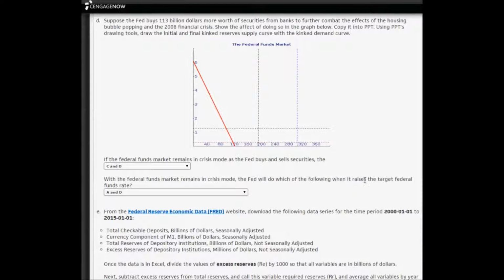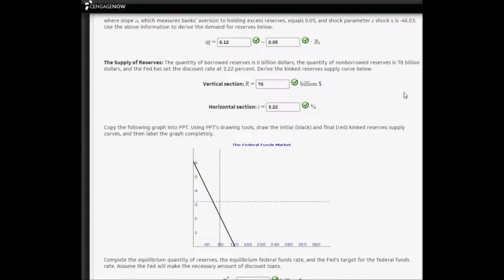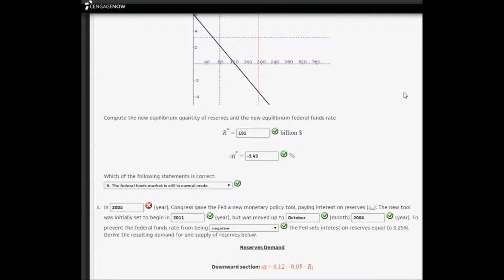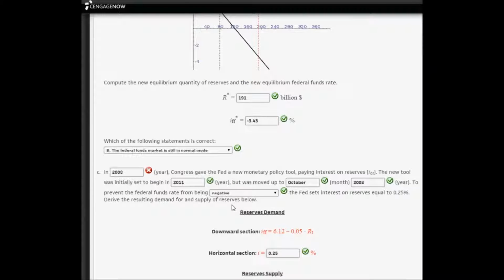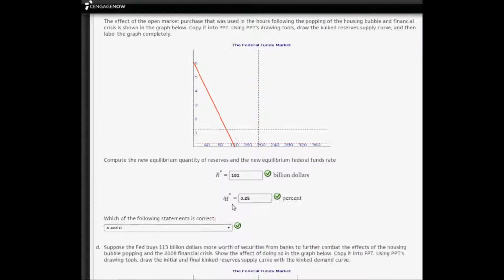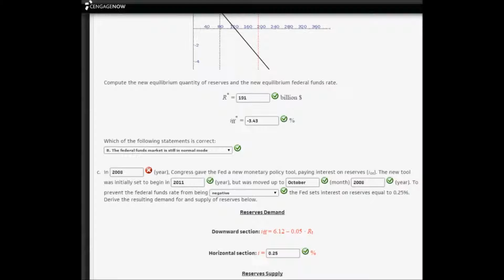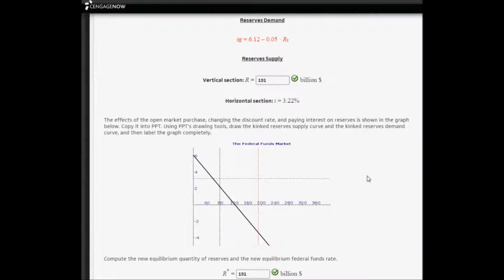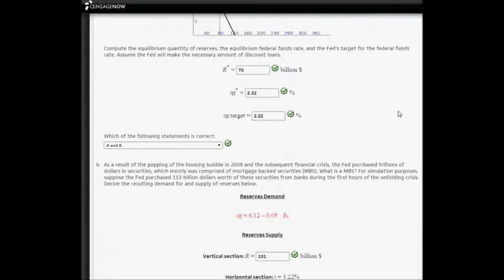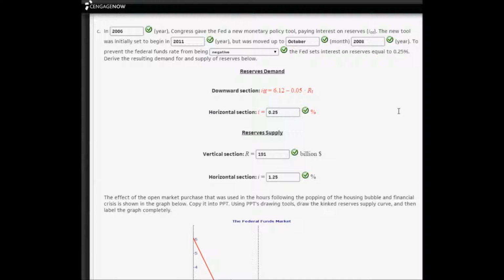Now I'm going to check my work, and I should get everything correct. And it looks like I get everything. Well, I got everything but 2008 correct. This actually should be 2006 because the legislation was in 2006. So in 2006, Congress gave the Fed a new monetary policy tool, paying interest on reserves. The new tool was initially set to begin in 2011, but was moved to October of 2008. So now everything should be correct. And it looks like everything is now correct.